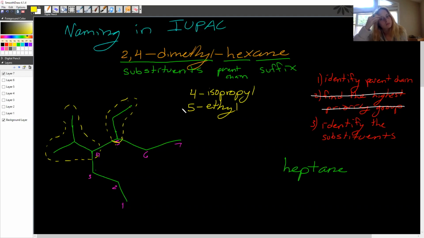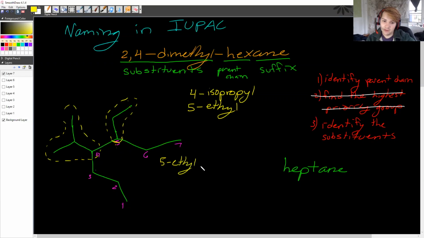So now that I've done my shopping, I can figure out, okay, which order am I going to put them in? So when I put them in order, I always make sure I go alphabetical. So this is going to be 5-ethyl, 4-isopropyl. Does this make sense?